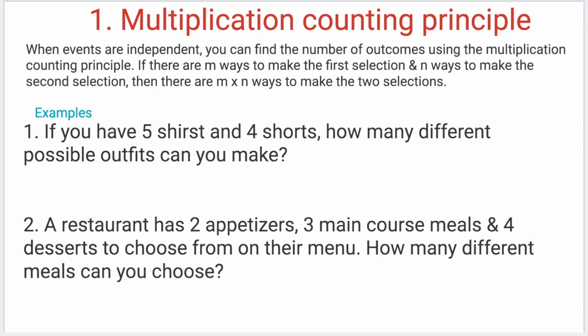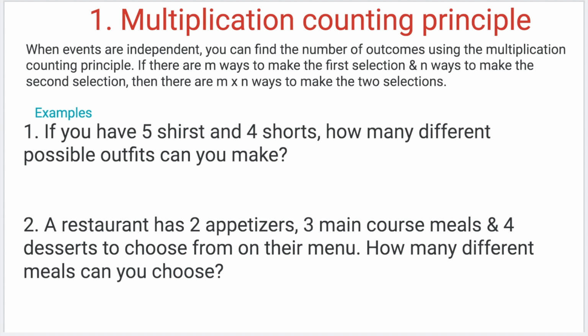So this concept, the first thing is the events that you're going to use have to be independent. When the events are independent, you can find the number of outcomes using the multiplication counting principle. And it works the following way. If there are m ways to make the first selection and n ways to make the second selection, then there are m times n ways to make the 2 selections. So you simply multiply the two ways that you can select those individual events.